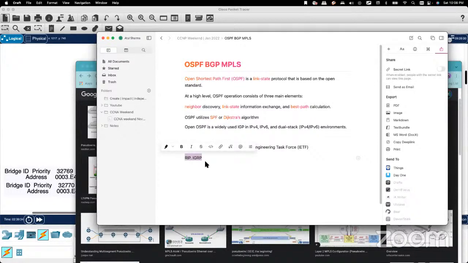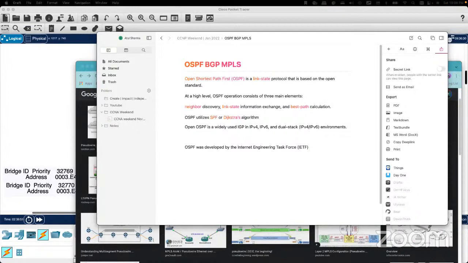So the problem with these two protocols is that they used to send the complete routing table. Okay, so RIP and IGRP were sending big routing table information. That was actually a problem.